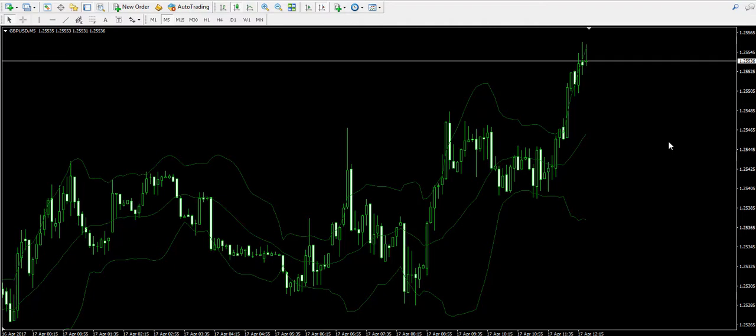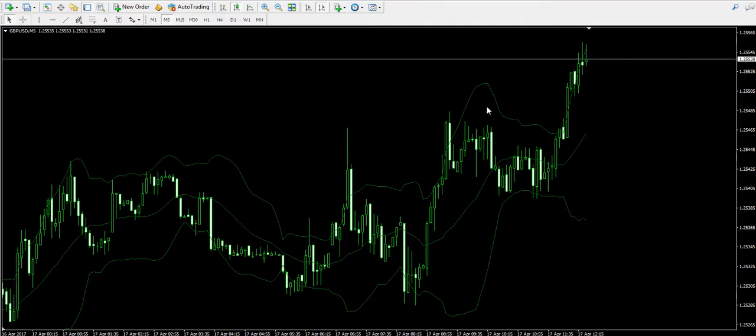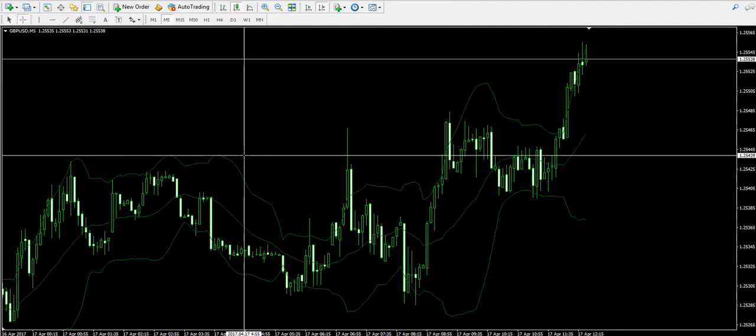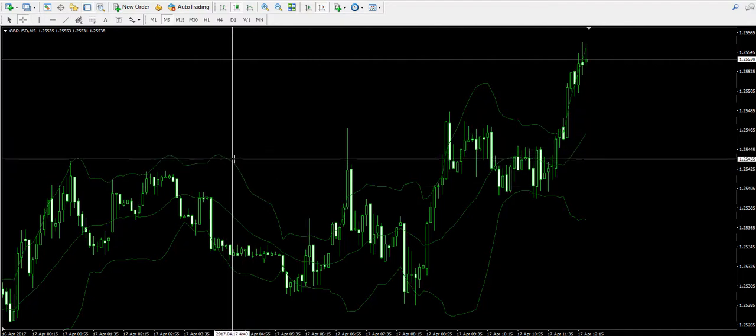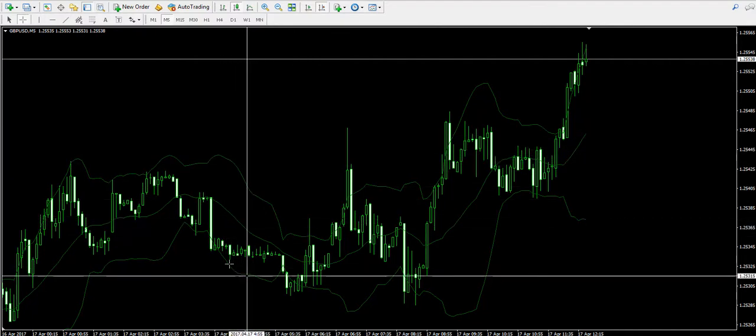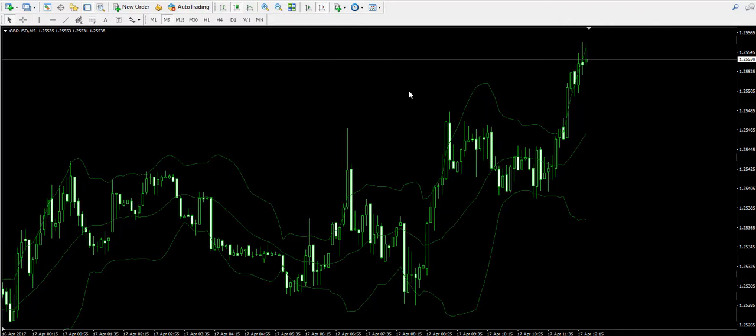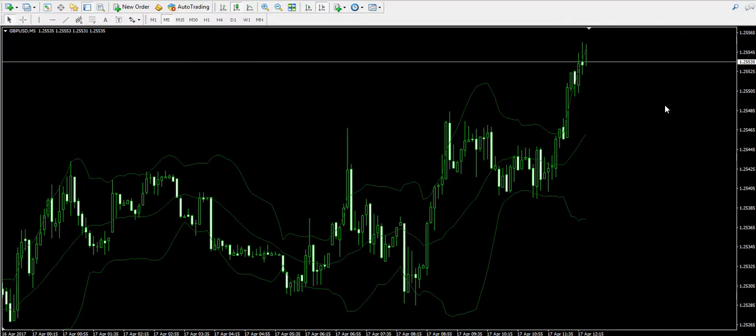So currently I'm looking at the 5-minute chart of the British pound American dollar forex pair. On the chart you also see a well-known indicator called Bollinger Band. The indicator consists of three bands: the upper band, the middle band, and the lower band, and it measures price volatility. The indicator is based on price volatility, and it basically says when the market is volatile and when the market is not volatile.